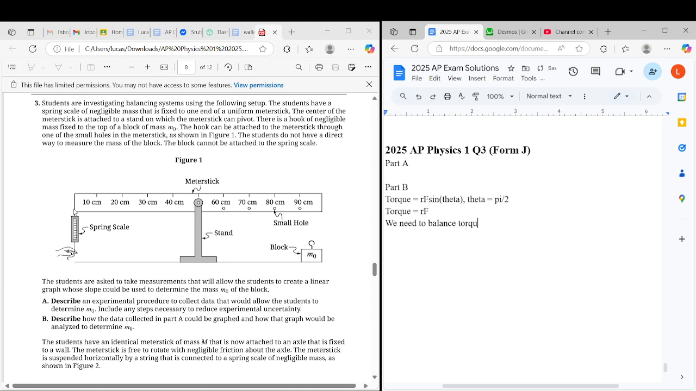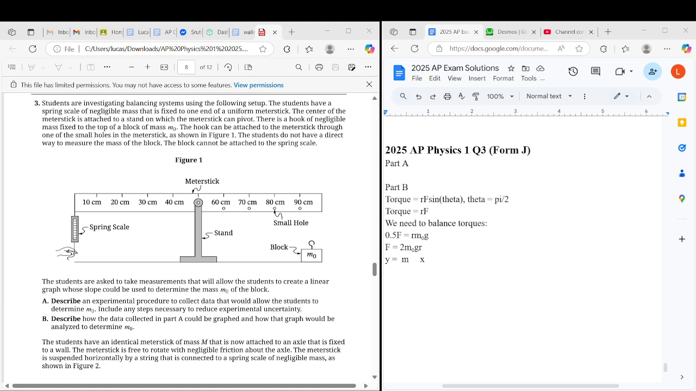So since we have 50 centimeters here, we have 0.5 F, and this is the force that we're measuring from the spring scale, equals r m0 g. And then we can change this to F equals 2 m0 g r. So we can format it like this: y equals mx, where y is our force, and x is r. The slope will be 2 m0 g, and then x will be r. So using this, how are you going to design an experimental procedure?